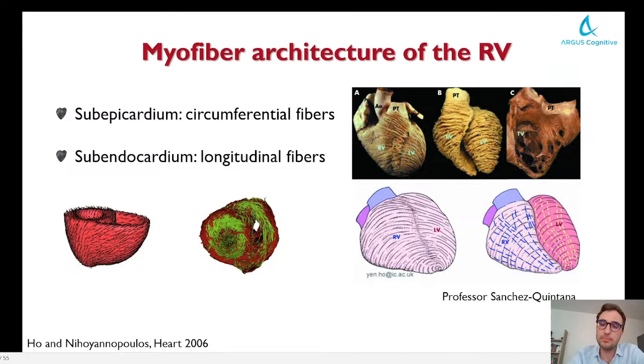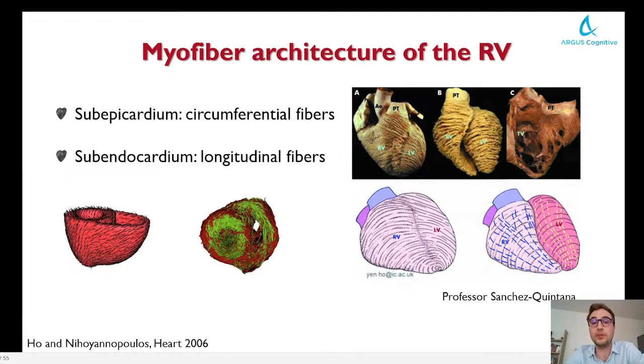However, the right ventricle has a markedly different contraction pattern, markedly different myofiber architecture actually. So the right ventricle has an inner subendocardial myofiber layer, which consists of mainly longitudinally oriented fibers, but it also has a subepicardial outer layer, which consists of circumferential fibers. So, as I've already mentioned, the majority of right ventricle parameters only assess the longitudinal direction.